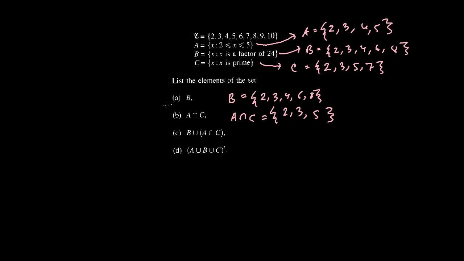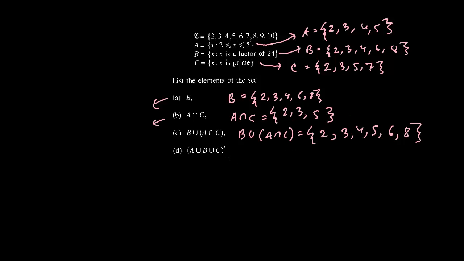Now we have to make a union of these two sets. So B union A intersection C. So use the previous two sums. Write everything that there is, but do not repeat. So you have to write them once. So there is 2, write 1, 2. So 3, write 1, 3. Then we have 4, then we have 5, we have 6, we have 8. So we are writing everything once. So 2, 3, 4, 5, 6, 8.